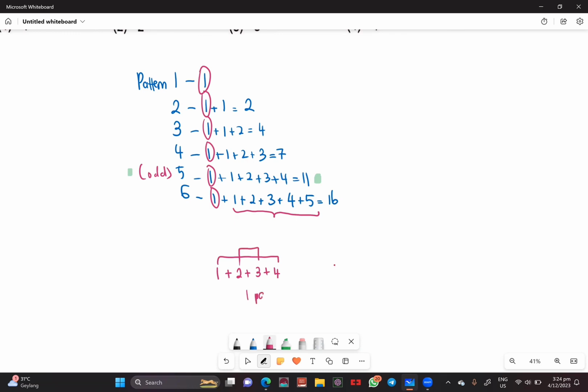So that means one pair is equals to 1 plus 4, and that gives me 5. So in total, I have 2 pairs. Therefore, it is basically 5 times 2, that gives me 10. And not forgetting the first number that I need to add, so 10 plus 1, therefore, that is 11. And this is the total for pattern number 5.